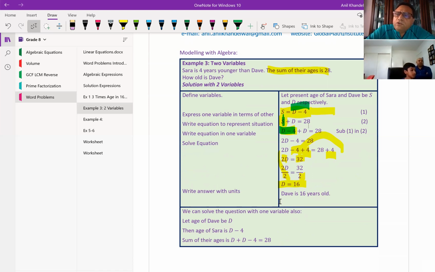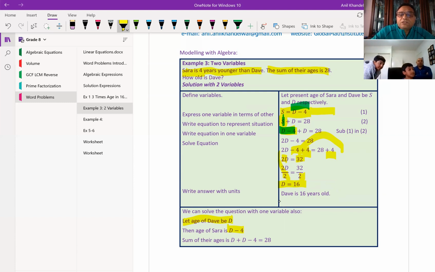So we defined two variables in this particular case. We said let Sarah's age be S, Dave's be D, and then we worked it out. But see, Sarah is 4 years younger than Dave. So we know Sarah is related to Dave. We can say let the age of Dave be D. Then Sarah will be how much? D minus 4. Correct? Yes. Single variable you could do.